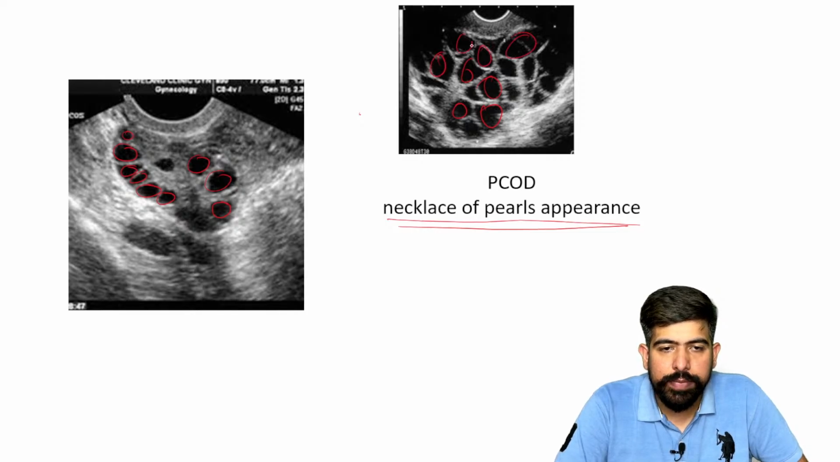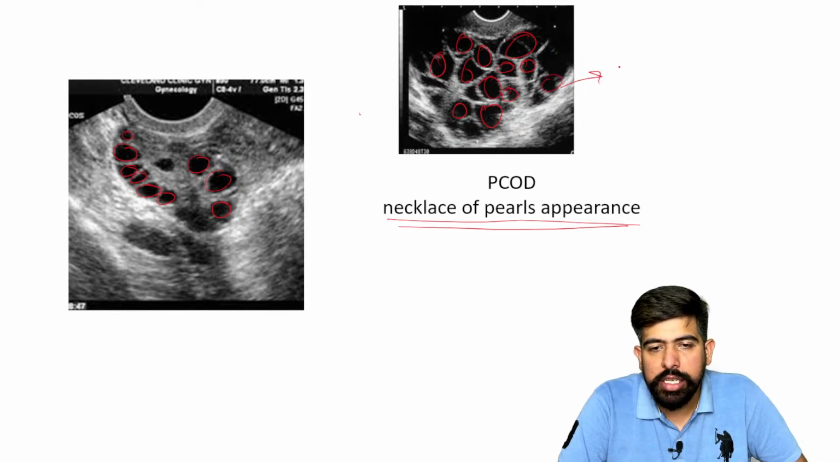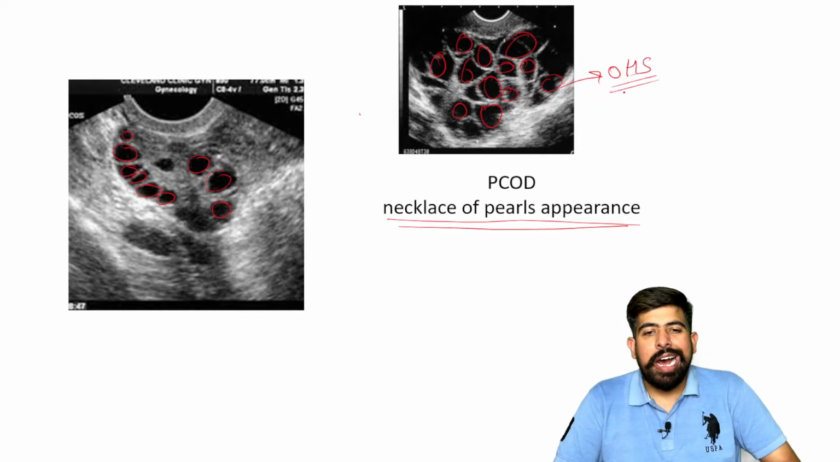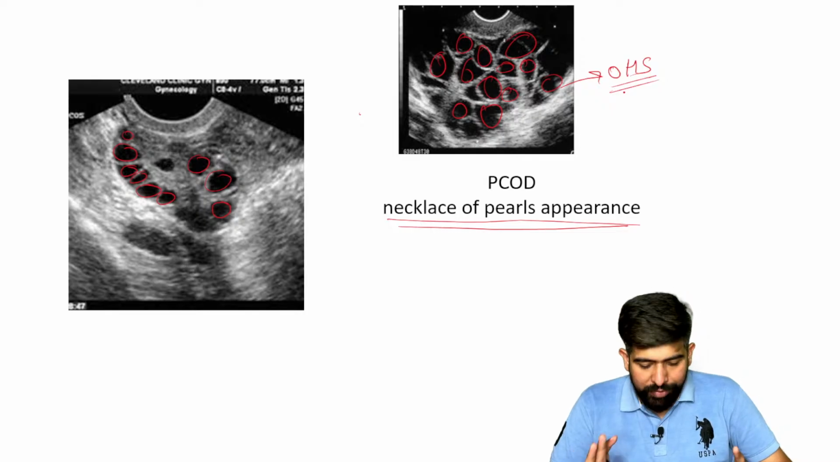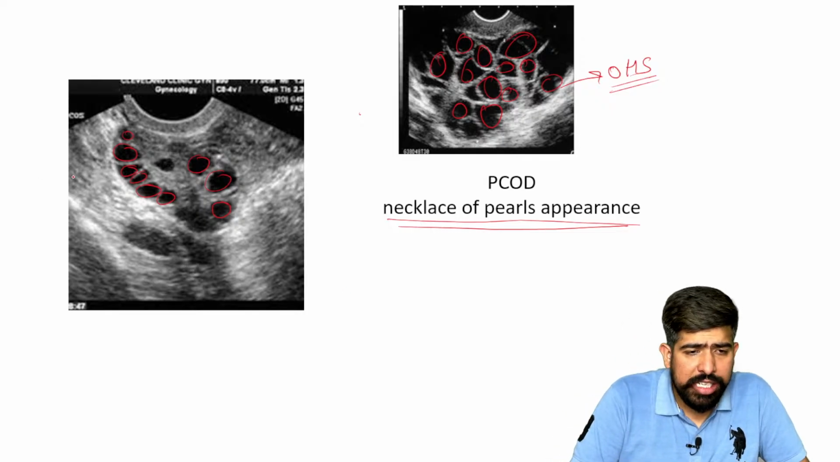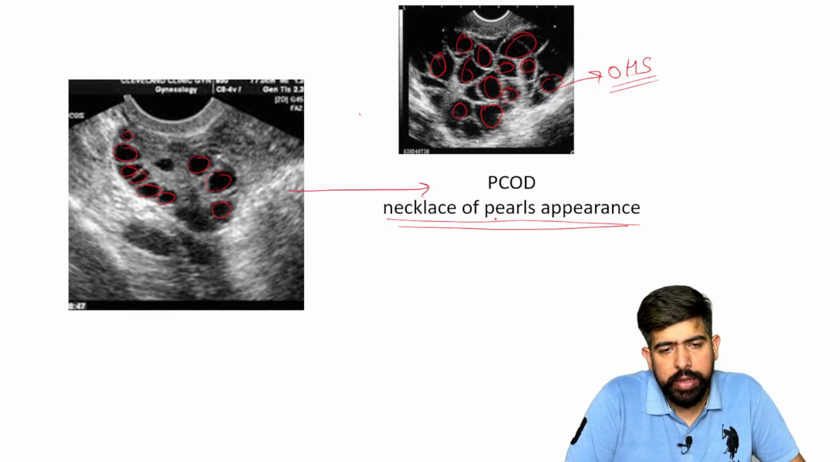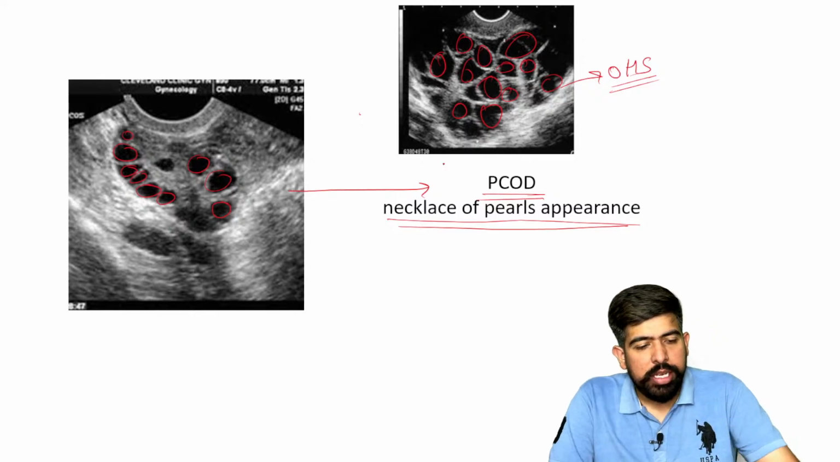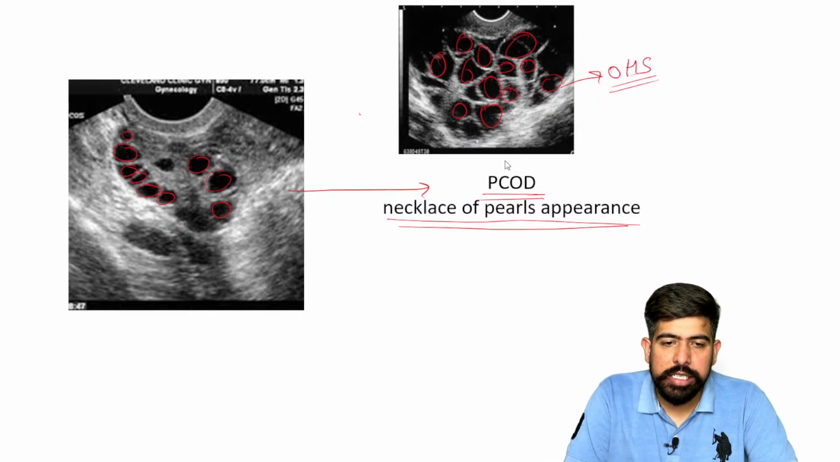And they are not on the periphery, they are covering the whole ovary. So these are the ovarian hyperstimulation syndrome, known as OHSS. You have to remember both of these images. They can ask you: the necklace of pearls appearance is seen in PCOD. Now, in PCOD, it will be seen as a necklace appearance.